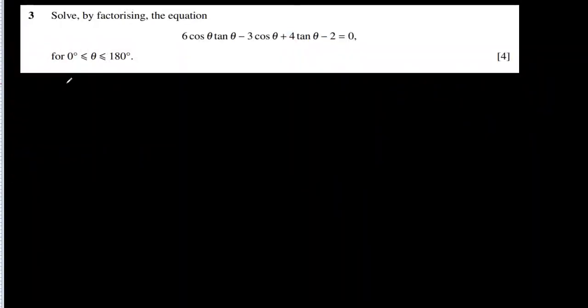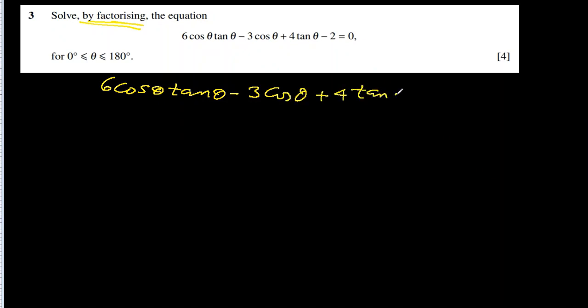Question 3. Solve by factoring the equation this one. So they have already given the hint, factoring. That means we have to factor this out. We have to find the GCF of the first two and the last two, or any other sequence. So let me copy what they have given us. Cos theta tan theta minus 3 cos theta plus 4 tan theta minus 2 equal to 0.